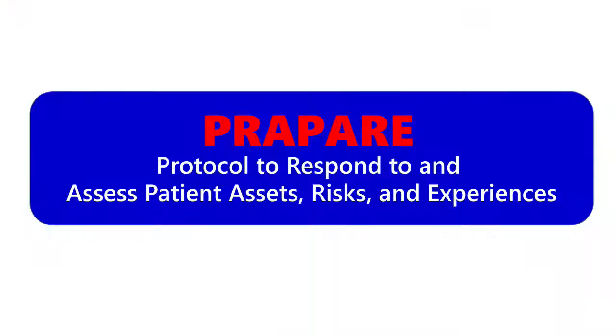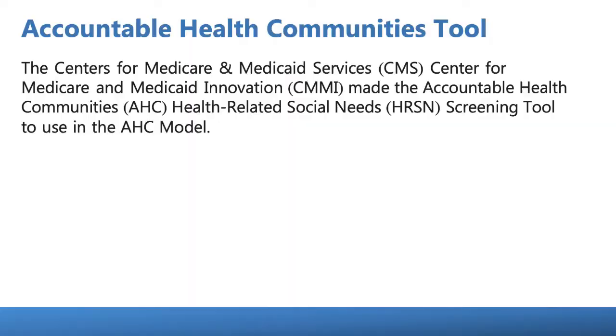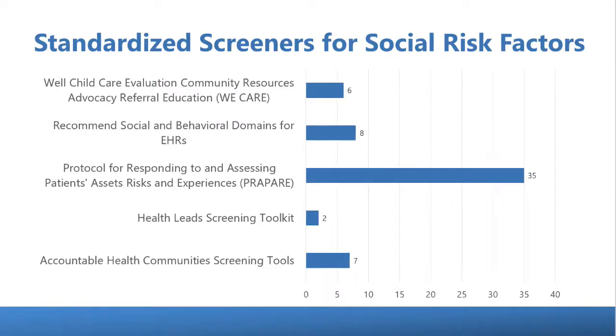But according to UDS data, the most common screening tool used by public housing primary care health centers is the PREPARE tool, which stands for the Protocol for Responding to and Assessing Patients' Assets, Risks, and Experiences. The second most common tool is the Accountable Health Communities Screening Tool, followed by the recommended social and behavioral domains for EHRs, WE CARE, which is a pediatric screening tool, and the Health Leads screening tool.